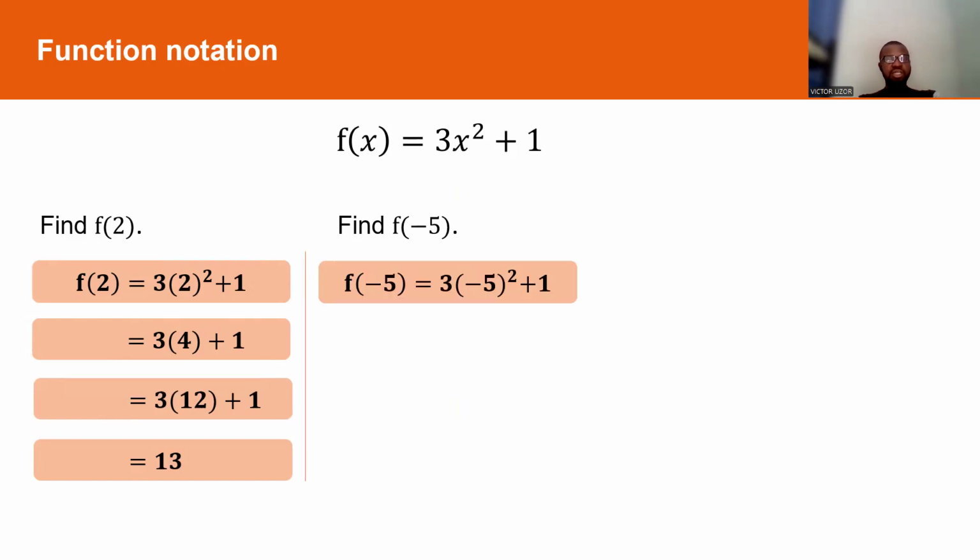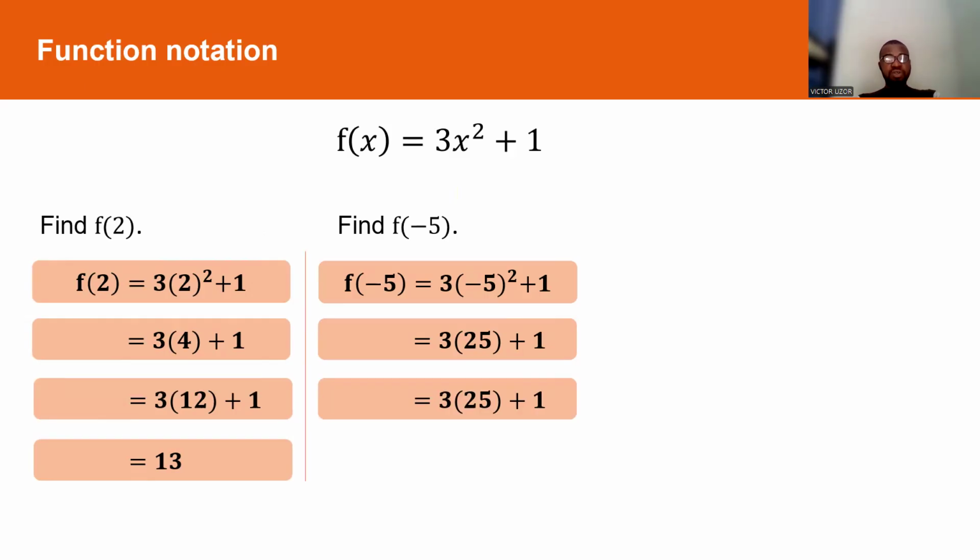So this will be the answer when you put it that negative. You have to be careful when you're dealing with sign. So negative 5 squared is going to give you 25, and 25 times 3 will give you 75, and 75 plus 1 will give you 76. And that is how it works.